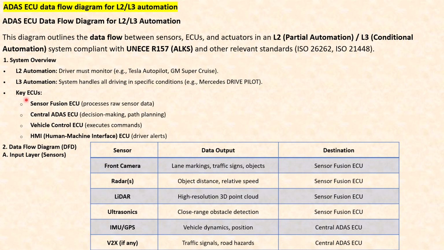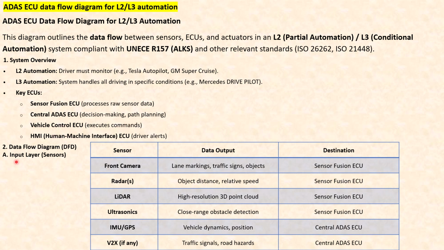Now, among the key ECUs, the sensor fusion ECU processes the raw sensor data. The central ADAS ECU does decision making and path planning, and the vehicle control ECU executes the commands. And the human machine interface is where the driver alerts, whether it is an audio alert, video alert or haptic alert, all happen through the human machine interface.